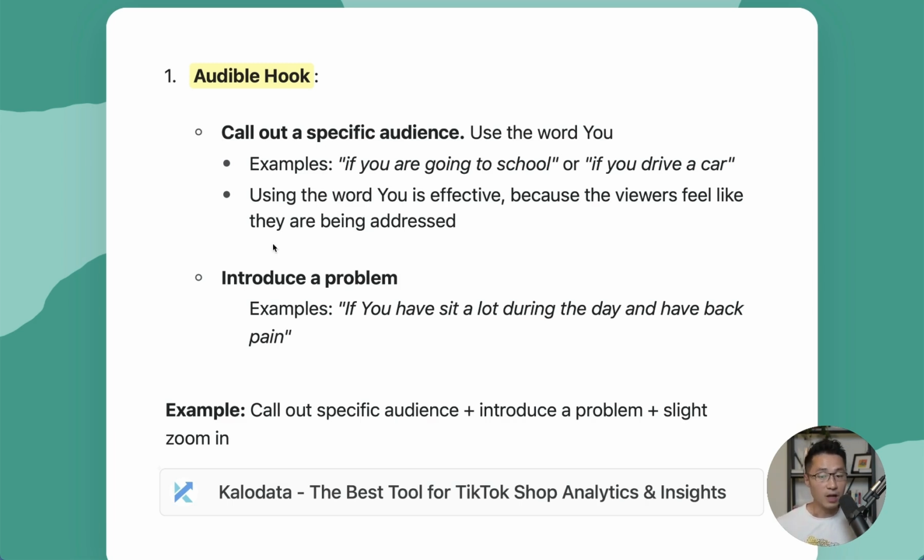Another effective element to add to the audible hook is to introduce a problem. For example, you can say something like, if you sit a lot during the day and have back pain. Having the back pain, that is the problem that you're introducing. So if someone does sit a lot during the day and has back pain, those would be the audience that could relate to it and would have a high chance to want to watch your video.